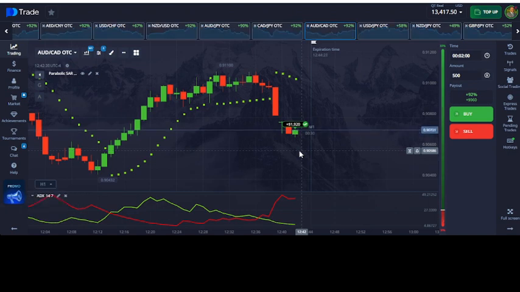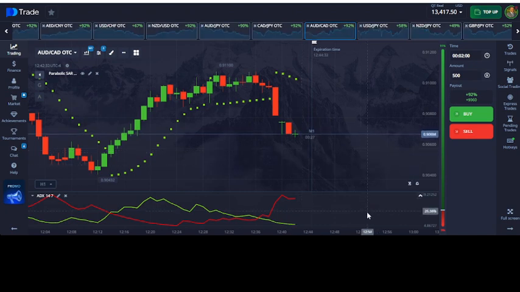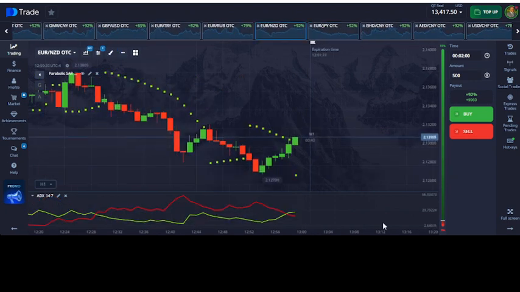Okay, so yes, that trade was in the money. All right, so I'm going to pause the video and let's find the next setup. So I'm on Euro New Zealand dollar OTC, and I'm going to go ahead and take a buy trade here.